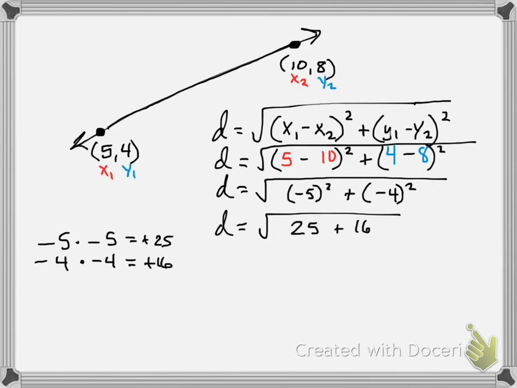So now if we keep simplifying, 25 plus 16, let's see, what is that? 25 plus 10 is 35. 35 plus 6 is 41. And so we have the square root of 41. We can put that in the calculator and get our decimal. But let's see, what if I don't have a calculator?